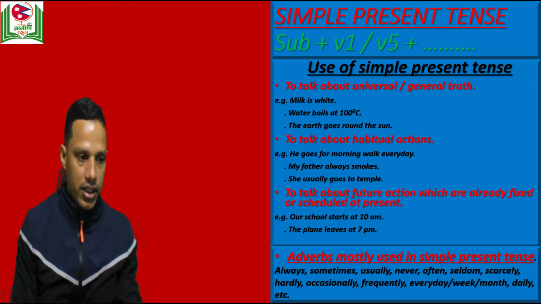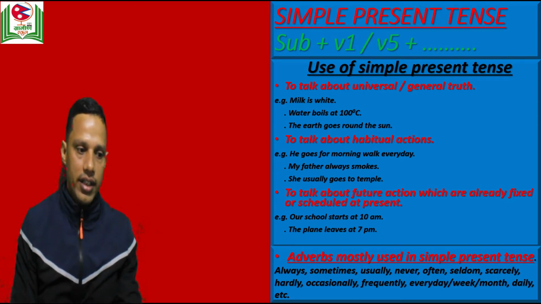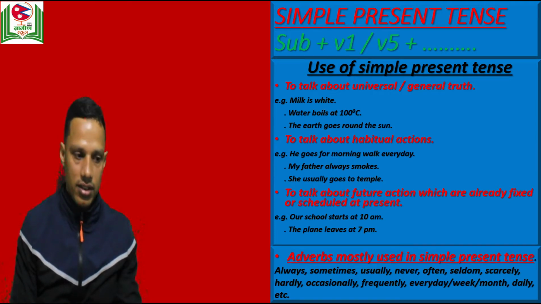Look at the first example once again. He goes for morning walk every day. Every day means this is an action that is frequently done. My father always smokes. This indicates my father's habit of smoking. In the same way, she usually goes to temple. This is her habit to go to temple.